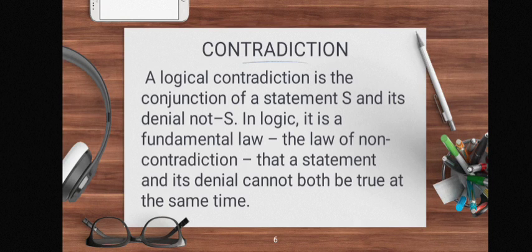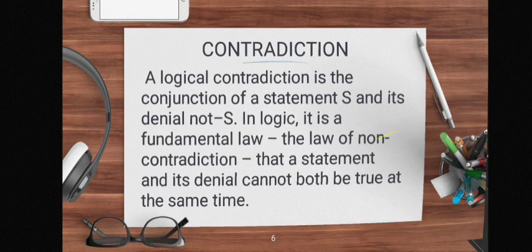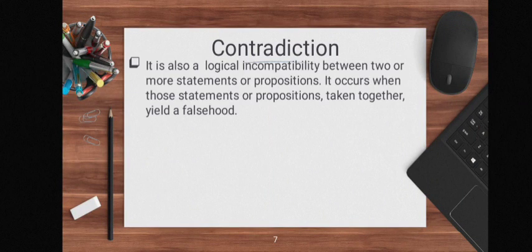What is contradiction? A logical contradiction is a conjunction of a statement S and its denial, not S. In logic, it is a fundamental law, the law of non-contradiction, that a statement and its denial cannot be true at the same time. In other terms, contradiction is also a logical incompatibility between two or more statements or propositions. It occurs when those statements or propositions taken together yield a falsehood.